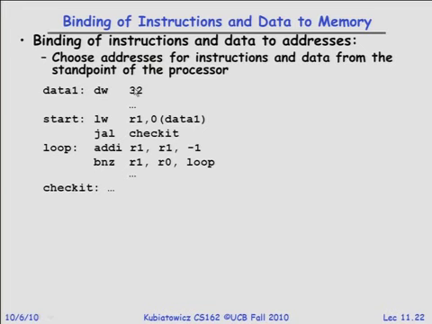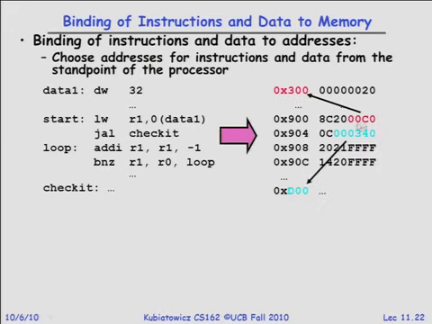Okay? Now, part of what has to happen in order to allow this code to run is we have to produce actual machine code that can run on the machine. Notice that now, rather than labels, I've actually got addresses. So this start load word is actually at 900 hex, and the load word is actually an 8C20 followed by an offset, which it turns out points at the data.